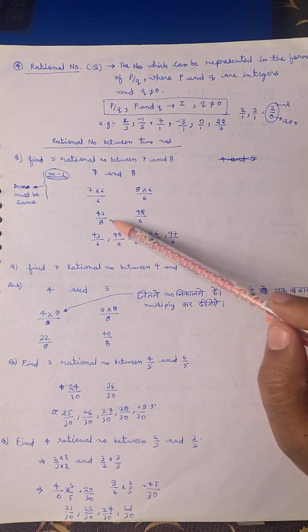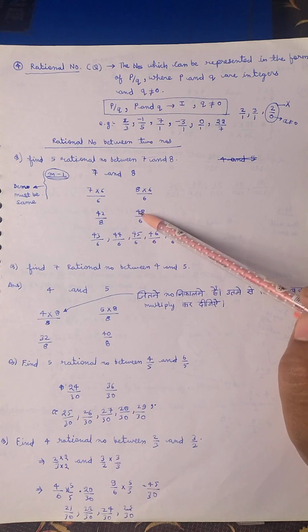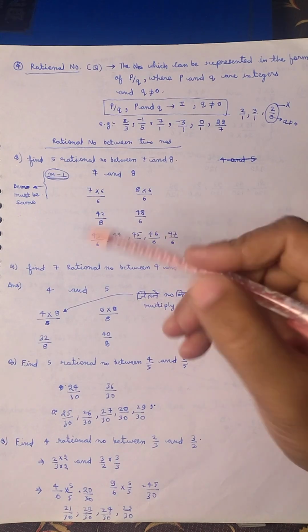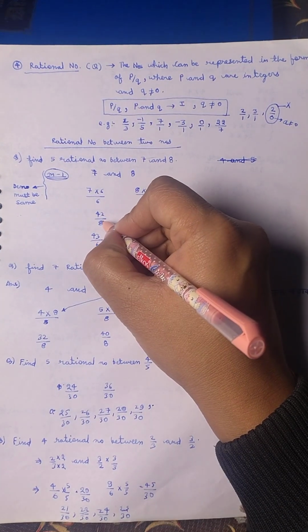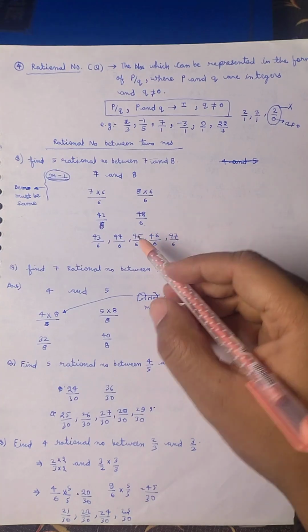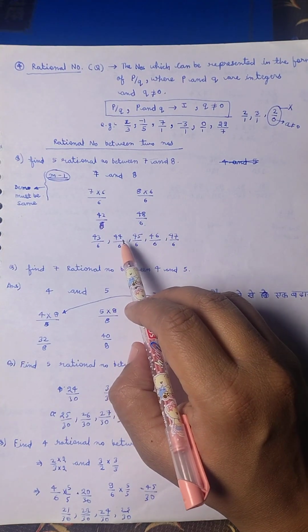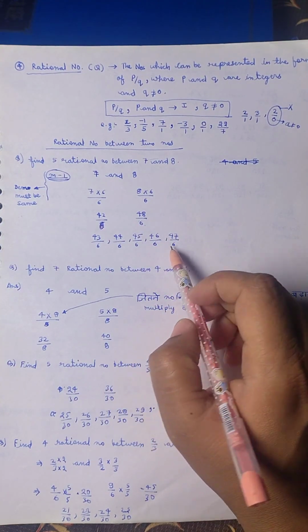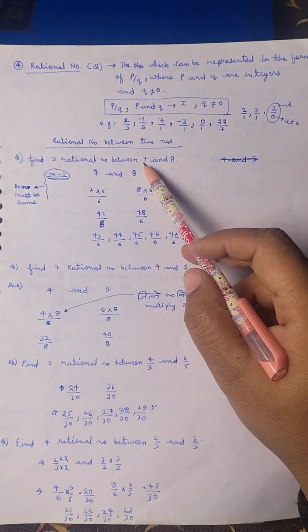So we get 42 by 6 and 48 by 6. And in between these two, 43, 44, 45, 46, 47 by 6 are the rational numbers present between 7 and 8.